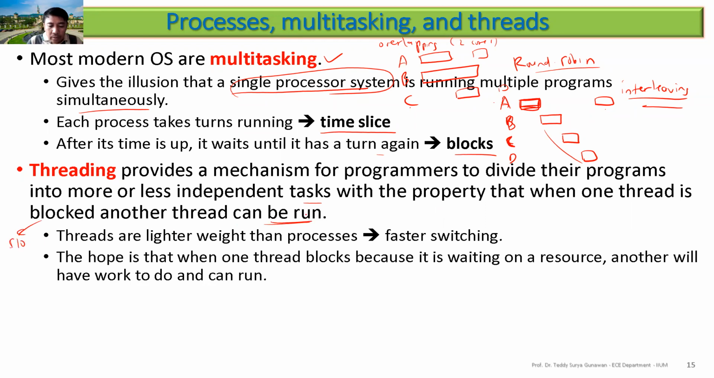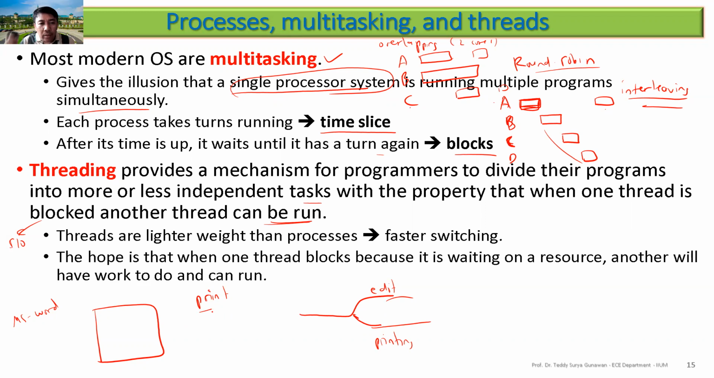Just for an example, let's say you open Microsoft Word, then suddenly you want to print. What will it do? This is the program. The first one, you go to editing, still editing, and the second one you can open for printing. While editing here, you can do printing here at the same time, printing in the background. Even in the background, you can create another thread.